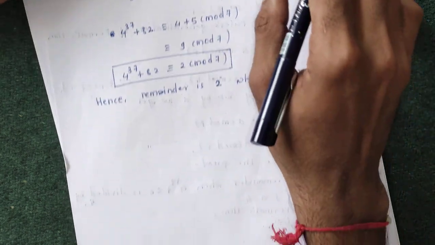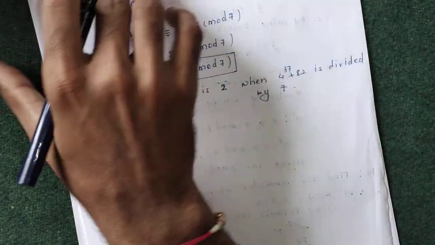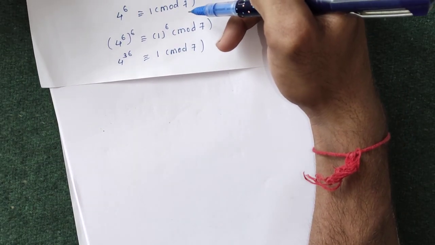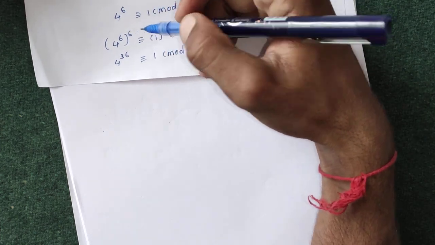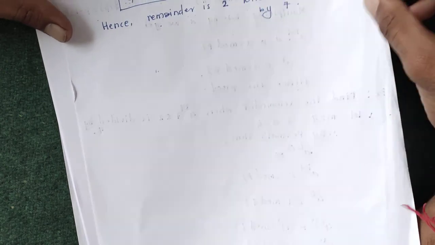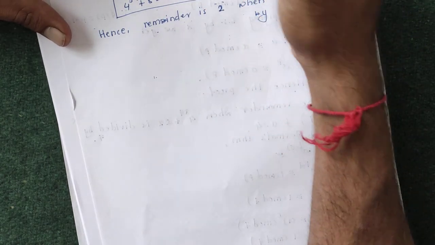So first of all, by using Fermat's theorem, we get 4 raised to 6 is congruent to 1 mod 7, and raising the power by 6, we get 4 raised to 36 is congruent to 1 mod 7. So multiplying both sides by 4, we get 4 raised to 37 is congruent to 4 mod 7.